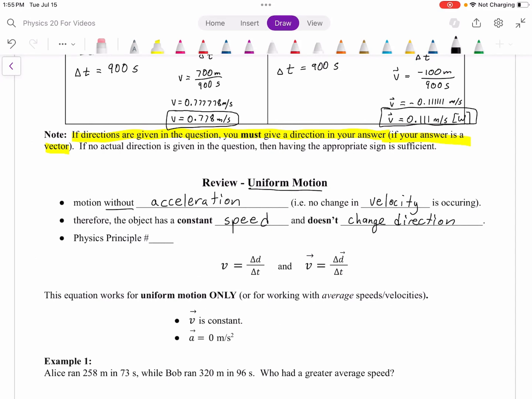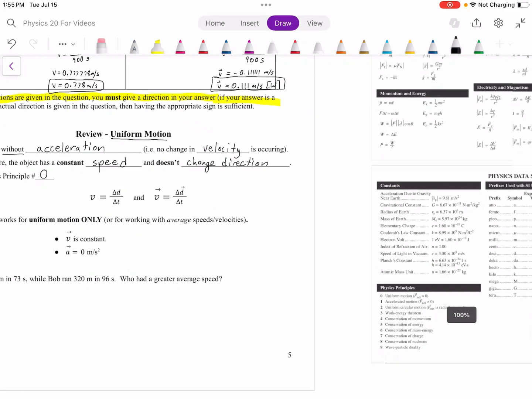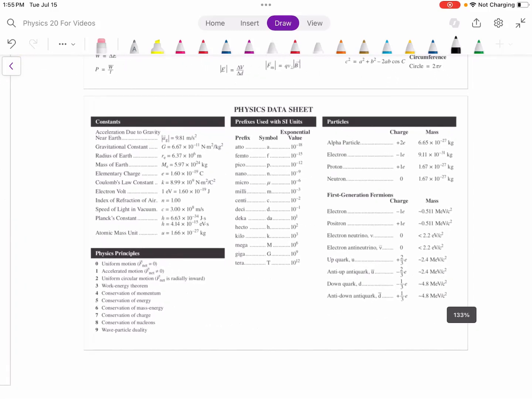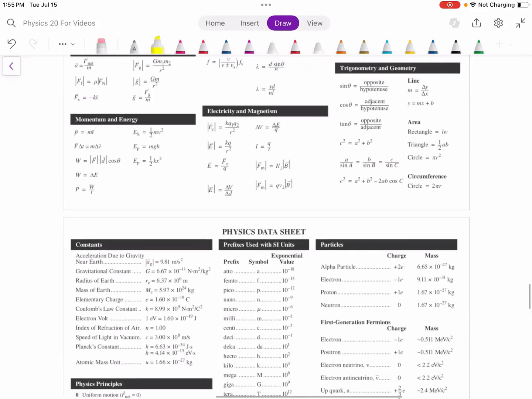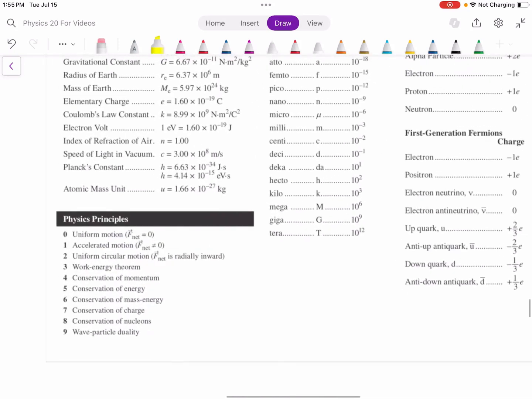We would call this physics principle number 0. Now that's not like a special name given to this by physicists or anything. It actually just comes from Alberta Education, and it's on the back of your formula sheet. You will see on the bottom left side of the back page or page 2 of your formula sheet, there are these numbered physics principles.